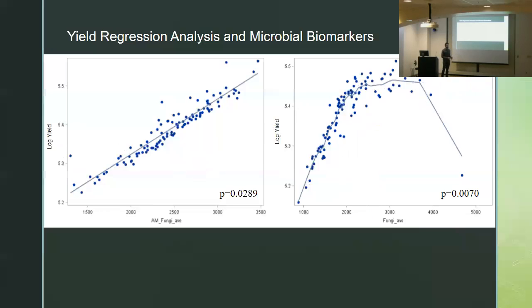fungi may be saturated in the system and we might not be able to capture differences at this level, or it could be fungi after a certain concentration may be no longer beneficial for the system and actually having a negative impact on corn yield.